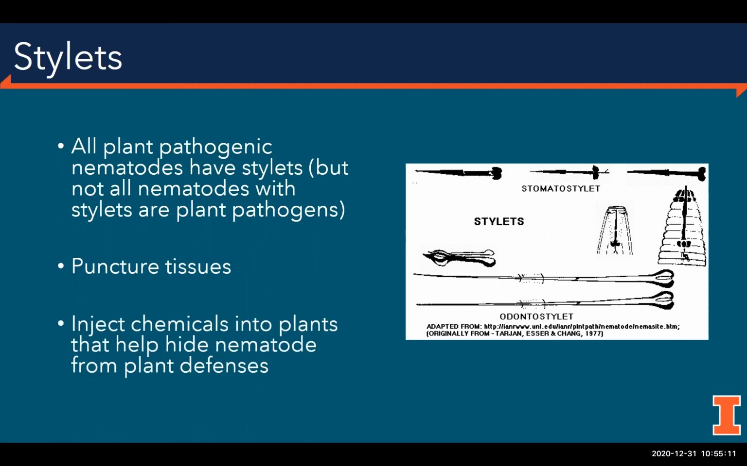These will puncture tissues, and they also will inject chemicals into plants or things that we call effectors, and those can help to prevent the plant from recognizing the nematode, but they also can help with the development of some of these structures, such as galls or feeding sites that are needed for some of these nematodes, such as soybean cyst nematodes, for example.